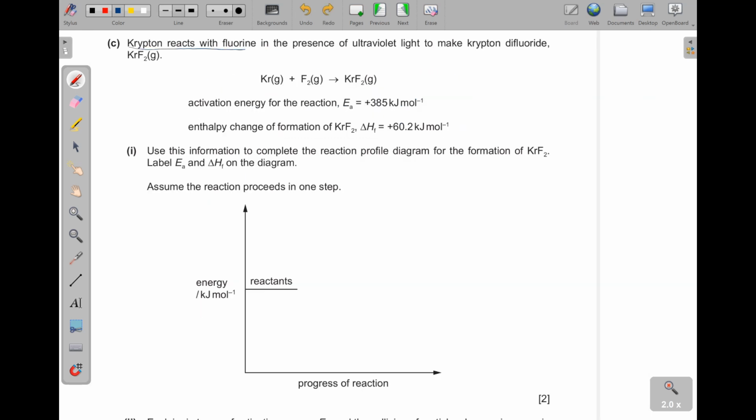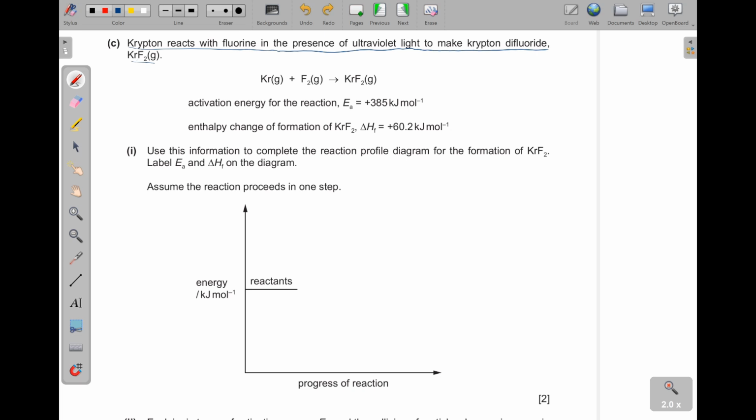Part C, krypton reacts with fluorine in the presence of ultraviolet light to make krypton difluoride. Activation energy for this reaction is 385 kilojoules per mole, and the enthalpy change of formation of krypton difluoride is this one here. Roman 1, use this information to complete the reaction profile diagram for the formation of krypton difluoride. Label EA and DHF on the diagram. Assume the reaction proceeds in one step.